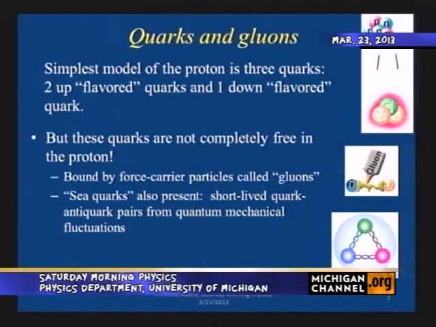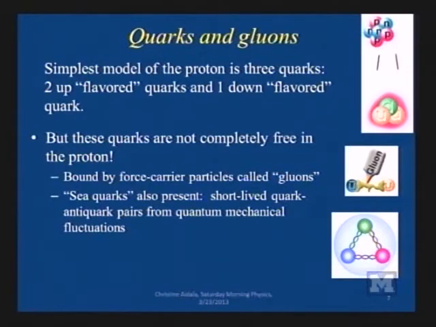2 up-flavored quarks, so that's just a type of quark. People decided to call different types of quarks flavors of quarks. There are 2 up-flavored quarks and 1 down-flavored quark. That's the simplest model of the proton.